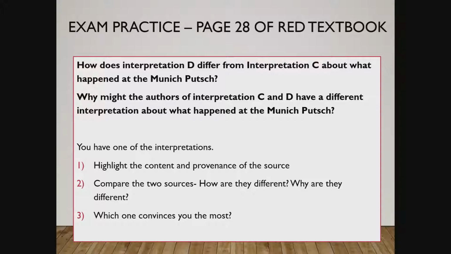There is also an interpretation question on page 28. Highlight the content and the provenance of the source. Okay, what does it say? Who wrote it and why did they write it? Compare them. Why are they different? And which one convinces you the most? You can just answer those questions with 1 or 2 words. I don't want you to answer it like an exam question because you should have already done that and sent it to me at some point. So that's just for you to keep practicing that skill, because you'll need to be able to do that skill for your exam.